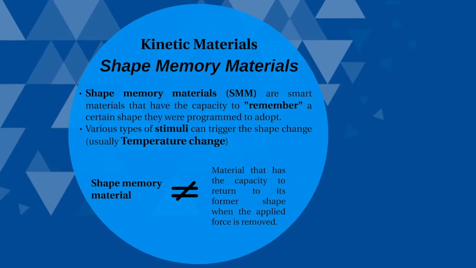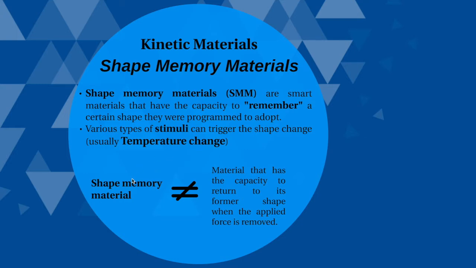So by definition, when we talk about the material that move, this topic is about the shape memory materials. We can say that it is kinetic materials, the terms. So the term shape memory materials is the smart materials that have the capacity to remember a certain shape. They can be programmed or trained to remember that certain shape. And how to trigger that shape change is by stimuli, usually temperature change, but it can be other than that.